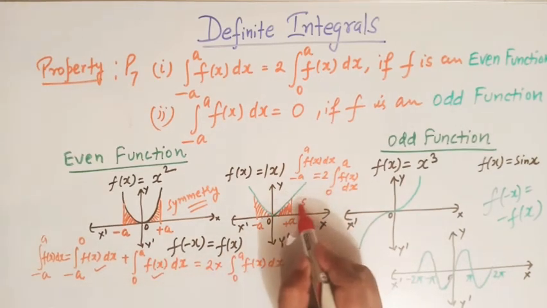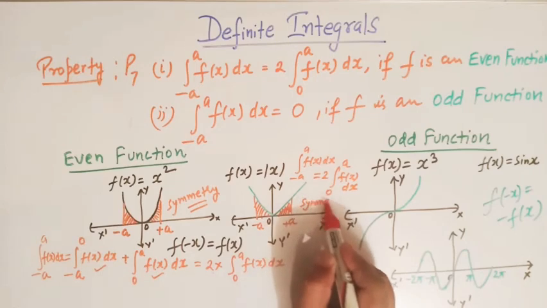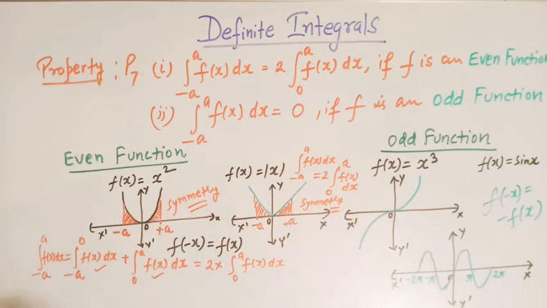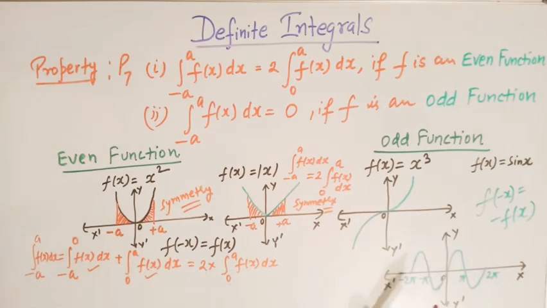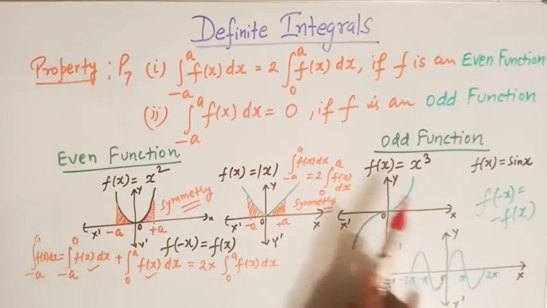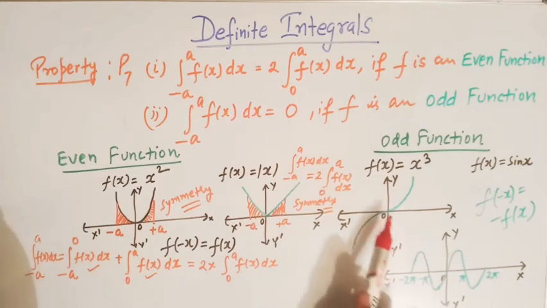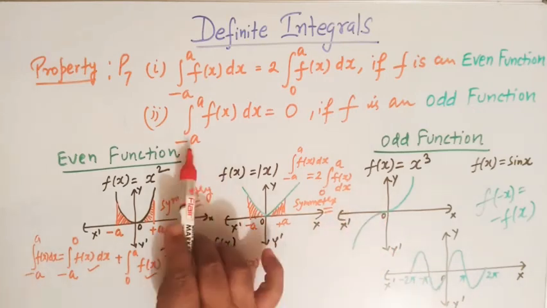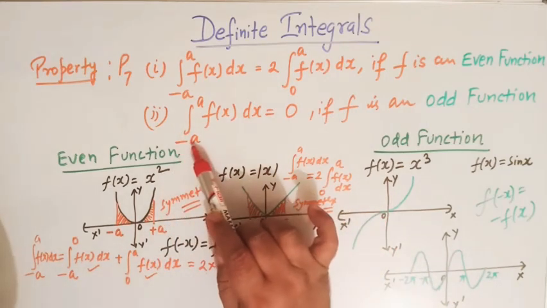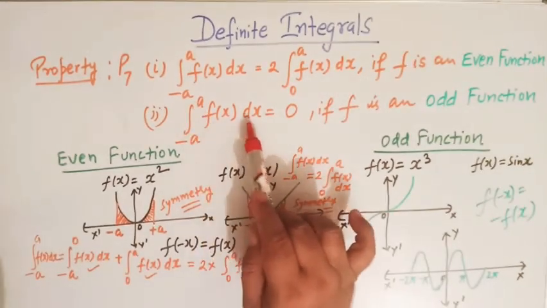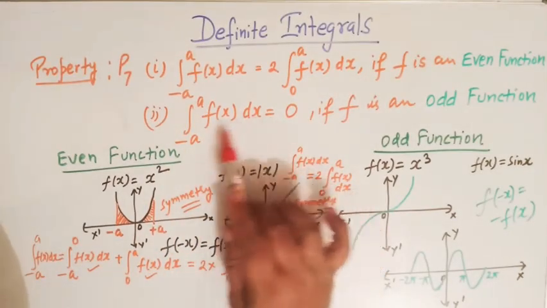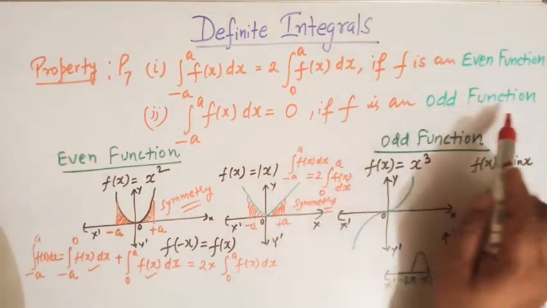So again we have used the concept of symmetry. Clear? Now let us come to the second property, and we will prove this second property with the help of these two graphs. Now here see, we have to find the definite integral from minus a to a f of x dx, and it is equal to 0 if f is an odd function.